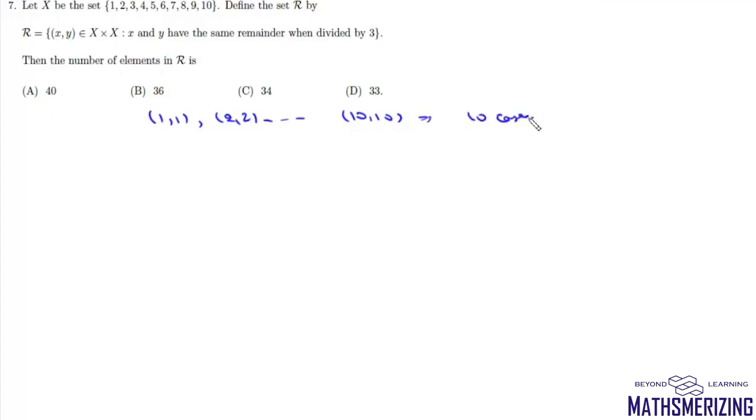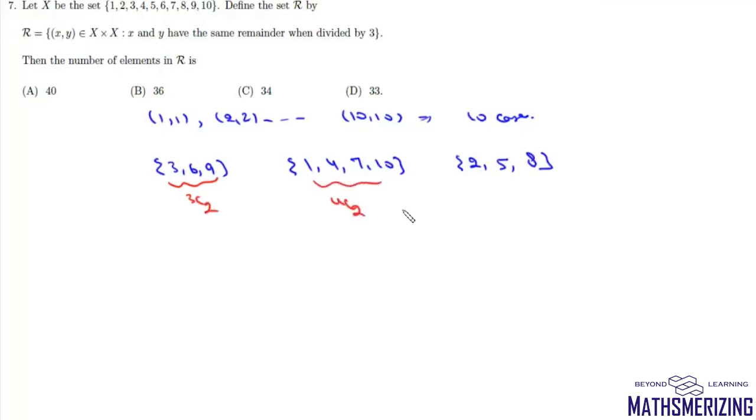Now when two numbers are not the same, we can partition this set into three parts. One, the numbers which leave the remainder 0, so they'll contain 3, 6, 9. Numbers that leave the remainder 1, so there'll be 1, 4, 7 and 10. And then numbers that leave the remainder 2, so it'll be 2, 5 and 8. Now if we select any two from this set, they leave the same remainder, so it'll be simply 3C2. From this one, it'll be 4C2, and here again it'll be 3C2.